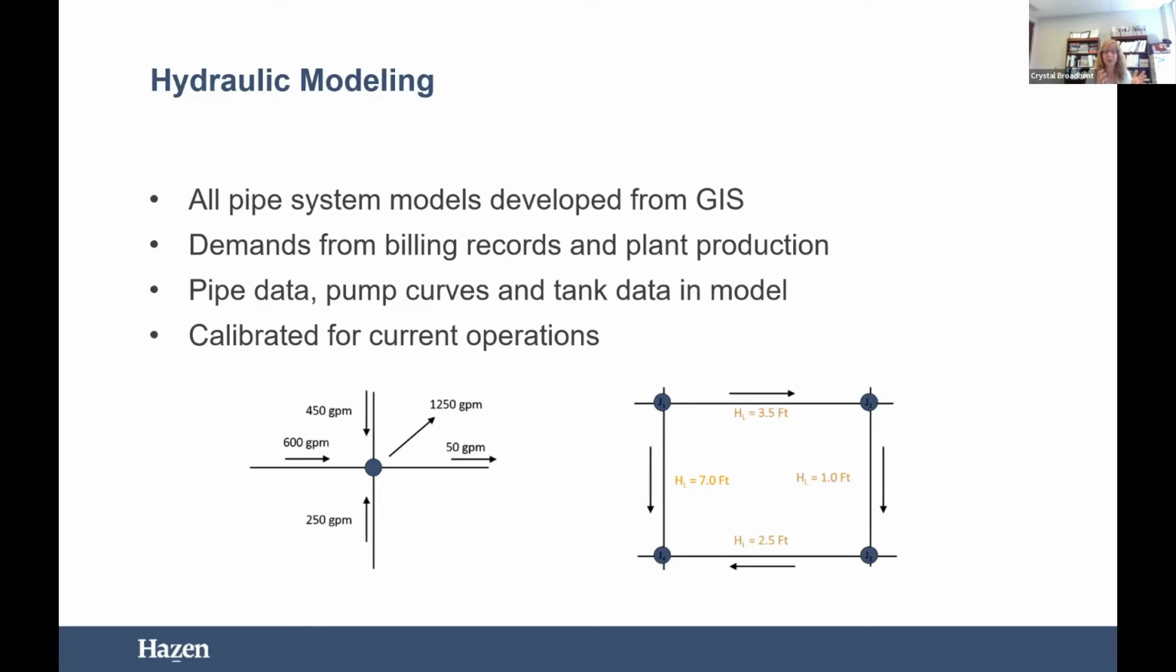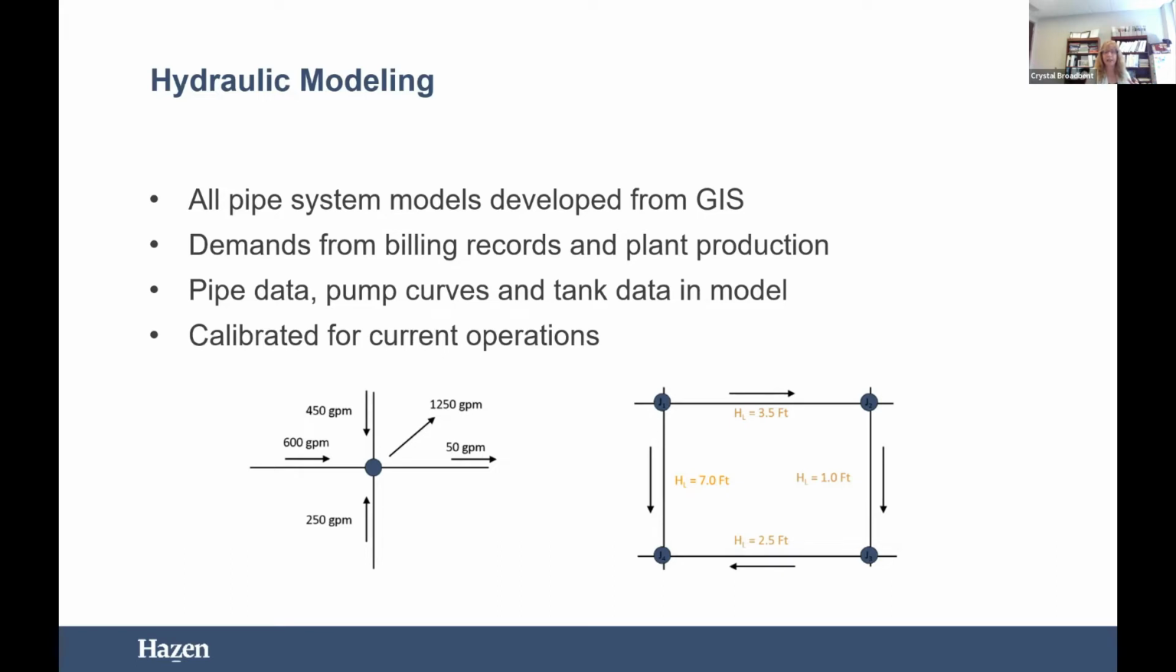So in a hydraulic model, a lot of times these full distribution system models are built from the GIS. We've improved our GIS extensively. I remember when I first started doing modeling, GIS was still relatively new, and a lot of our clients had a lot of things that were still in AutoCAD form or on paper form, and so we were building models off of that. Now we can build them directly from GIS. The models have a lot of good information that comes from our billing data and our plant production, and include the pipe data we need, the pump curves, and the tank data to do the basic hydraulics, right?